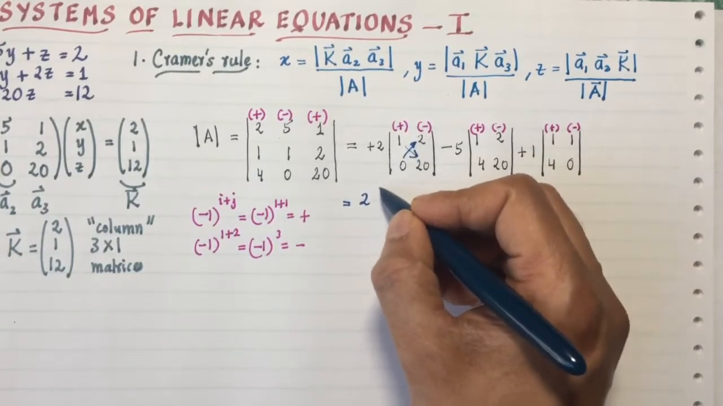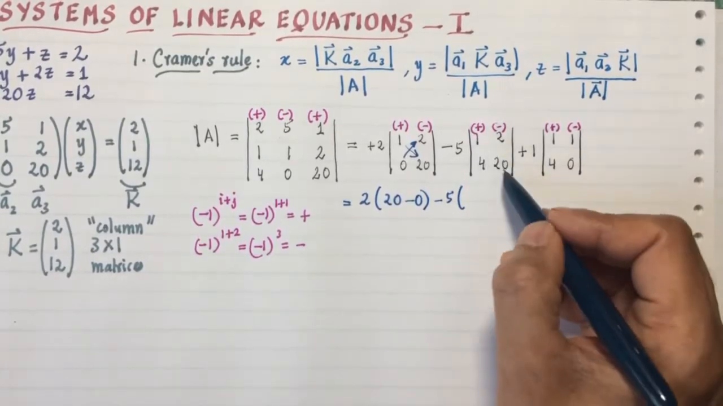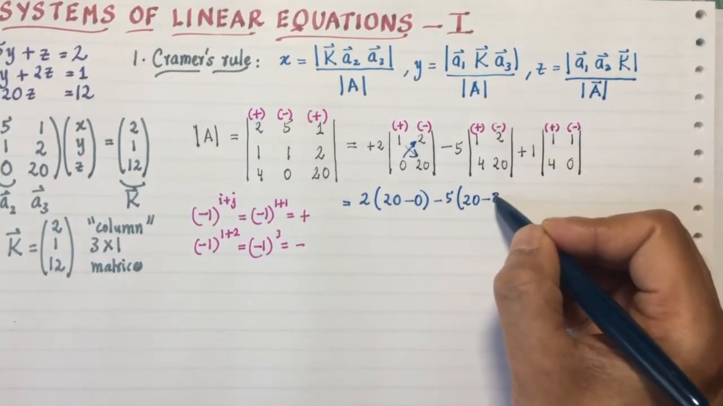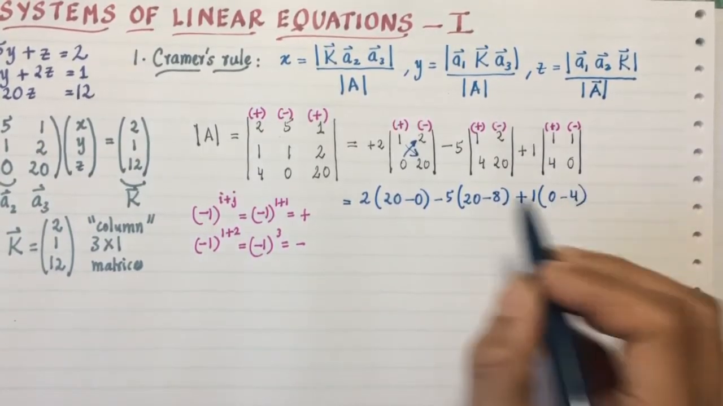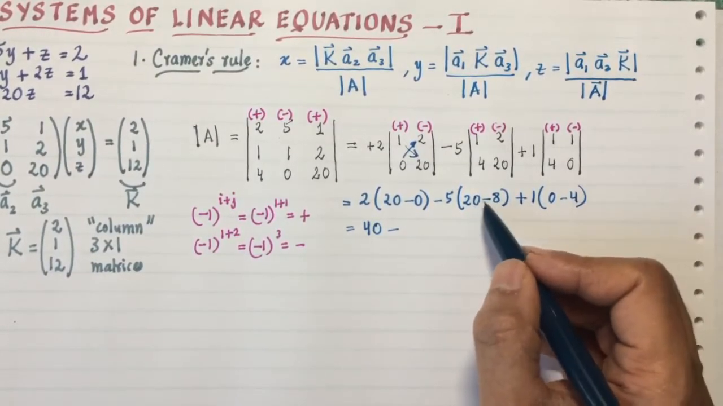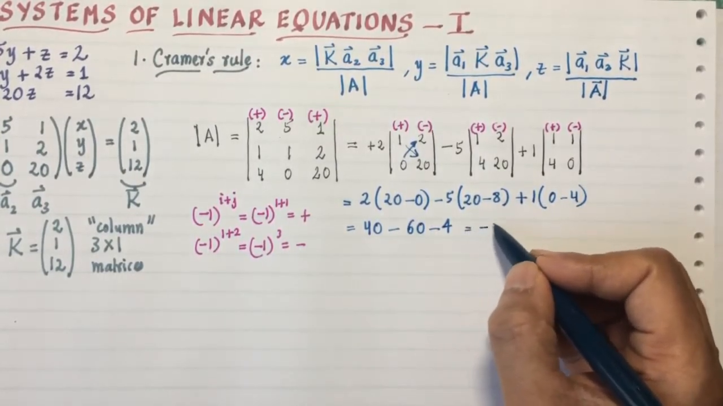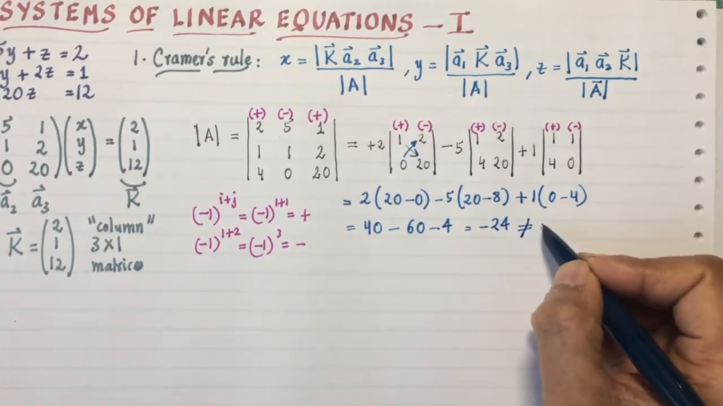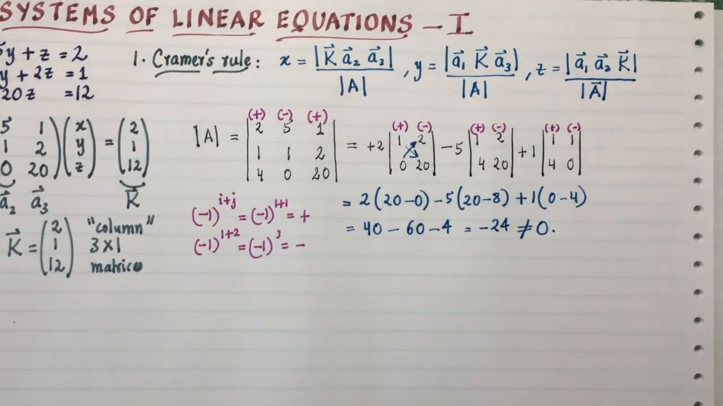So this is 2 times 20 minus 0, minus 5 times 20 minus 8, plus 1 times 0 minus 4. So that's 40, and that's 12 fives are 60, which is negative 24. And this had better be not equal to 0, otherwise Cramer's rule will not work. If the denominator is 0, Cramer's rule will not work. But since it's not 0, Cramer's rule will work.